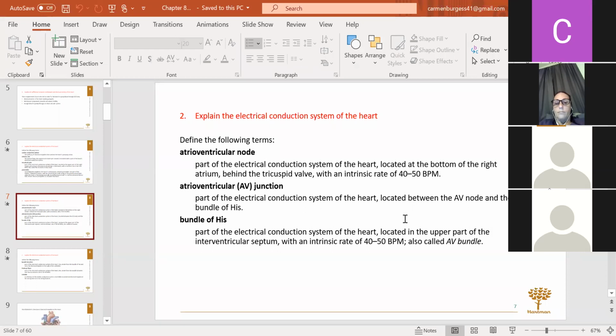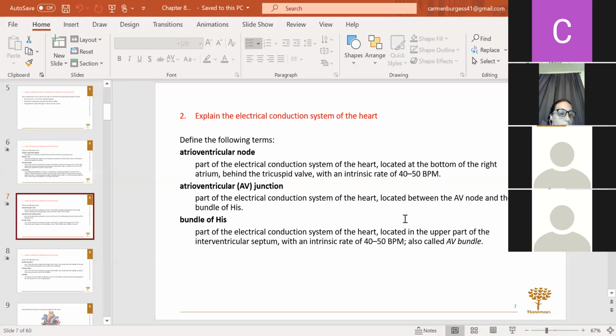It has an intrinsic rate of 40 to 50. Remember I said, if I asked you if the person's heart rate was 40, was their SA node working properly? No. So what's the intrinsic rate of the AV node? That little node, when you look at it in the pictures in the book, is the next thing on the conduction system. Your electrical activity starts at the SA node, and it goes to the AV node, the atrioventricular node.